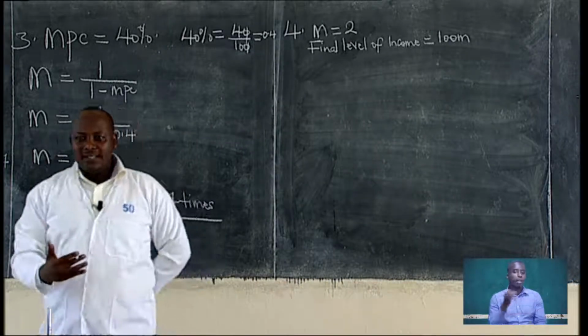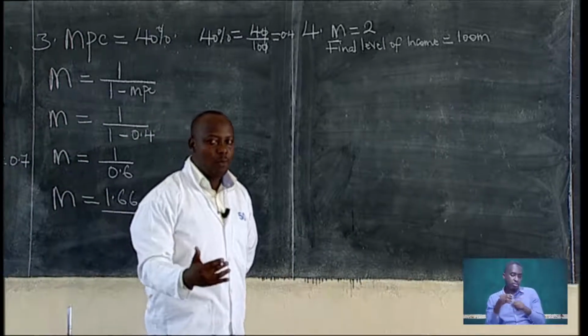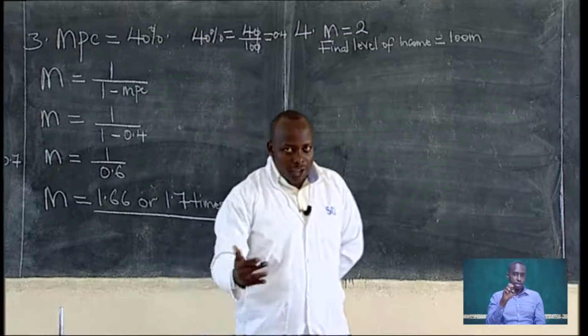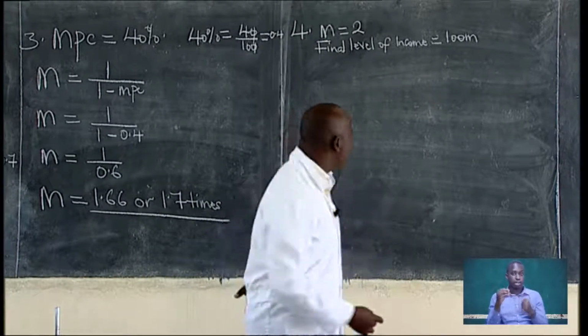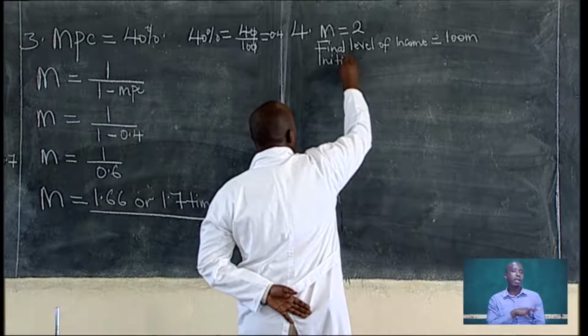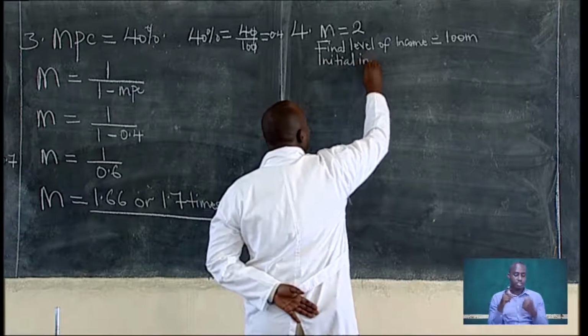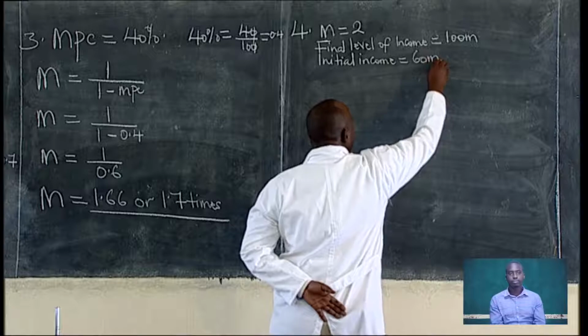Find the marginal propensity to save and change in expenditure if the initial income was 60 million. In question 4, we are also given the initial income in the question. The initial income is 60 million.